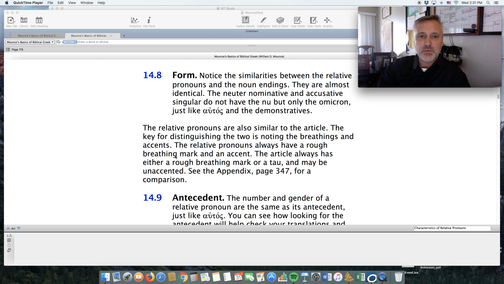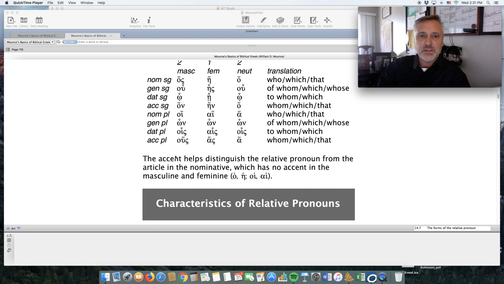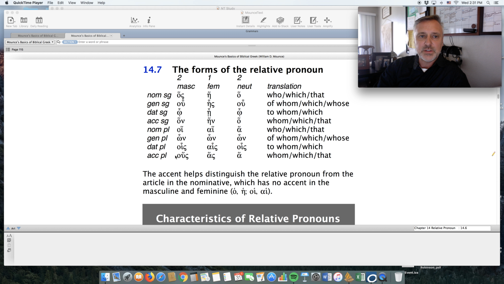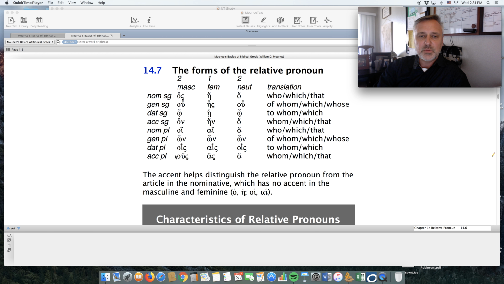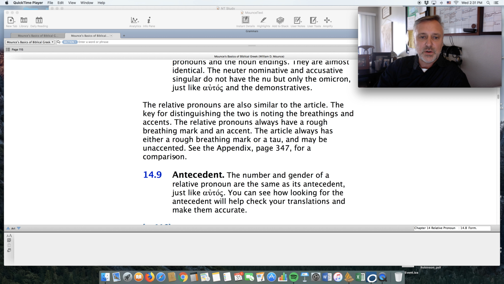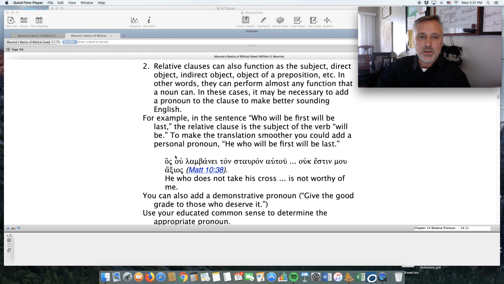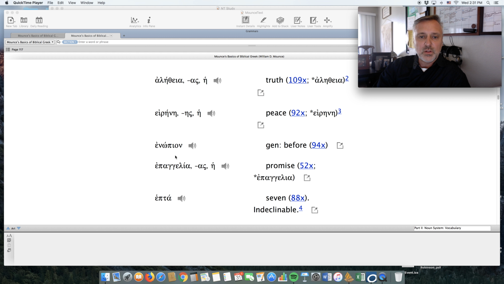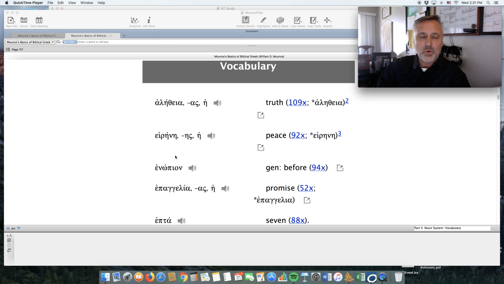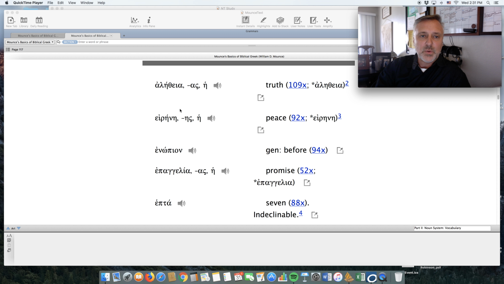All right, we're going to move over to our next chapter, which is going to be chapter 14, relative pronouns. Obviously, the paradigm for the relative pronoun is there in 14.7, and you should be familiar with that and be able to identify and parse those various forms of the relative pronoun. We are going to look at the vocabulary for this. All right, here we go.